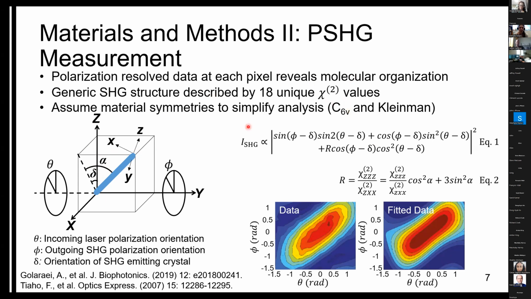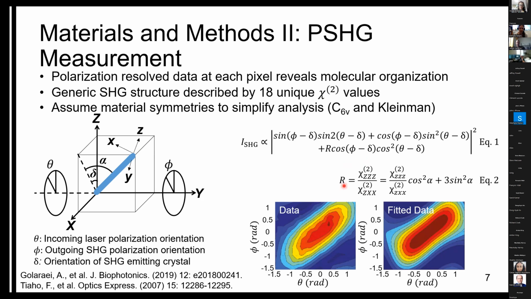Now, a generic SHG emitting structure is described by up to 18 unique Chi2 tensor elements. Therefore, we assume a material symmetry to simplify our analysis. So in our early analysis, we use the common assertion that collagen fibrils or collagen fibers can be described by C6V hexagonal symmetry. And we assume that our SHG is non-resonant since our laser and SHG wavelength is far from collagen absorption. So we can then employ a Kleinman symmetry. And this actually reduces the number of Chi2 tensor elements to just two, Chi2ZZZ and Chi2ZXX.